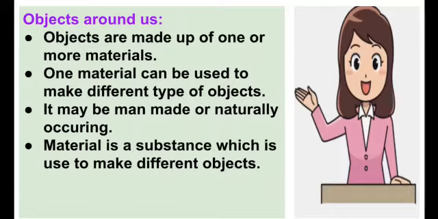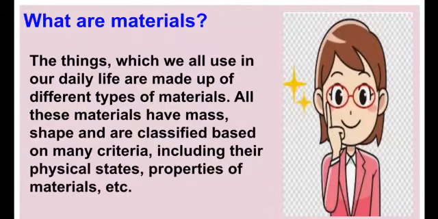A material is a substance which is used to make different objects. So what is a material? Let us discuss in detail. First we discussed the object, which is made up of matter, and now we are going to talk about materials. The things which we use in our daily life are made up of different types of materials. Your sofa is made up of different types of materials. Sponges are there, fabrics are there, leathers are there, metals are there. So it is made up of more than two materials.